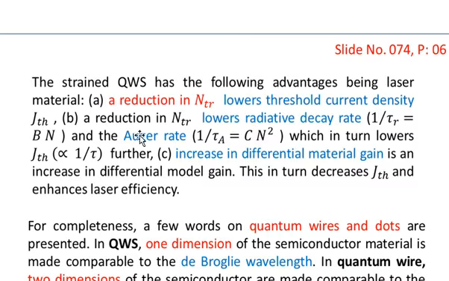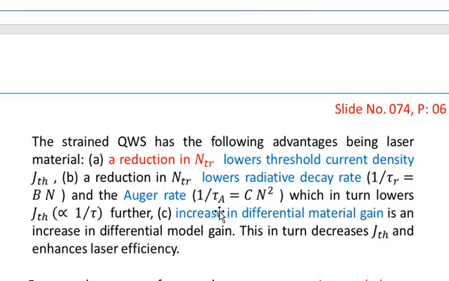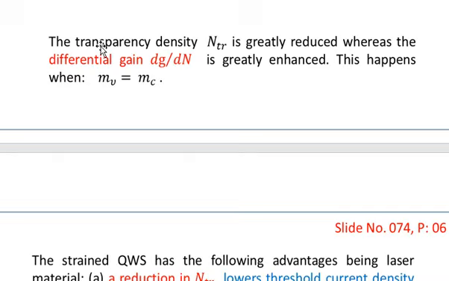So you see that we have discussed how the quantum well semiconductors are useful. That is, a reduction in the transparency density N_TR is useful in order to improve the efficiency of the laser beam in the three steps that we have just mentioned, step A, step B, and step C. These three steps will improve the efficiency of the laser system, and in fact these three are guided by the reduction in the transparency density N_TR.